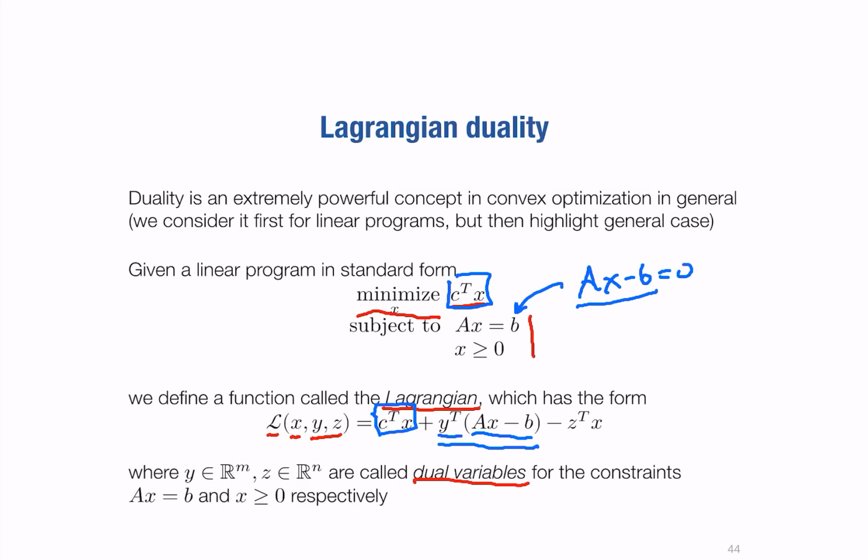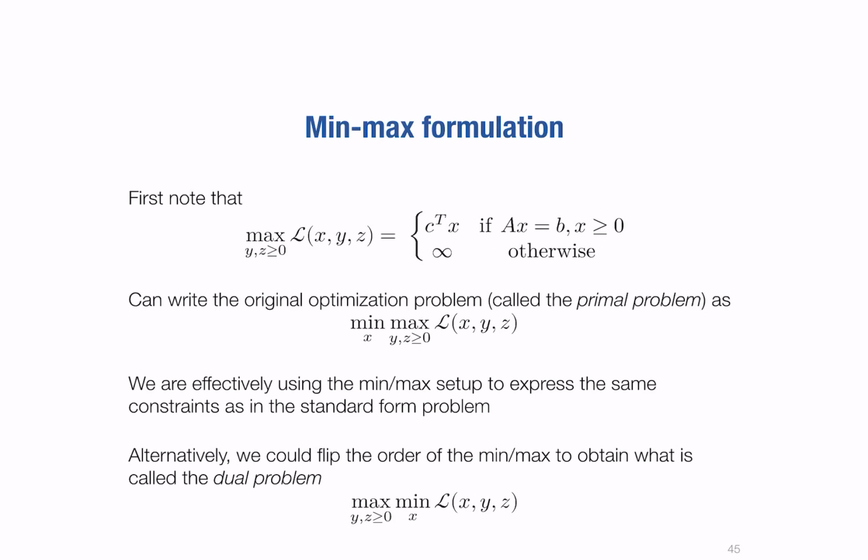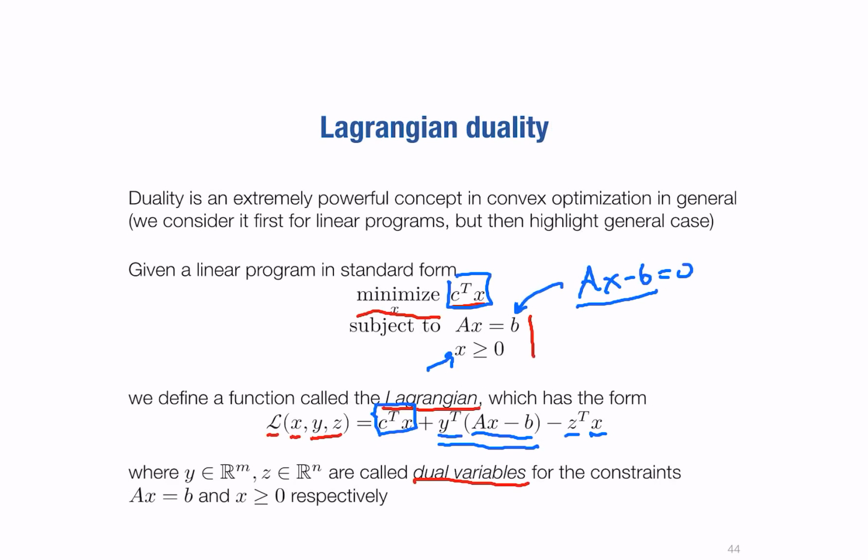And then similarly, though with a negative sign instead, we're going to take the inner product of our z dual variables and our inequality constraints, which in this case is just the x vector, because we just have the vector x in our inequality constraints. So we're going to have a term which involves the inner product of z and our inequality constraints.